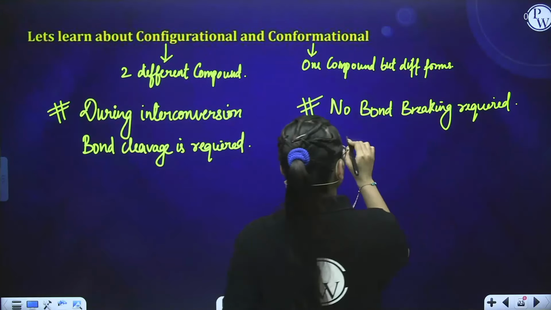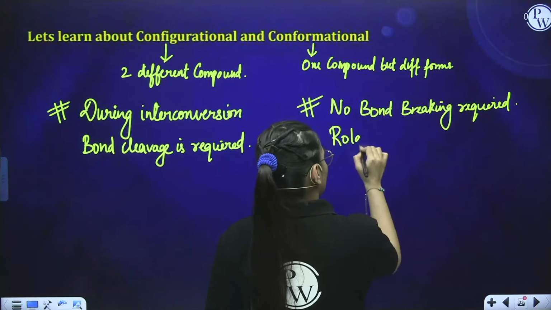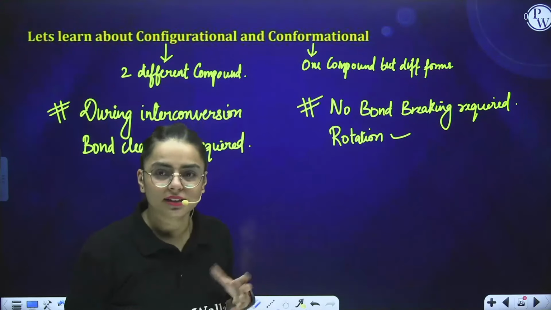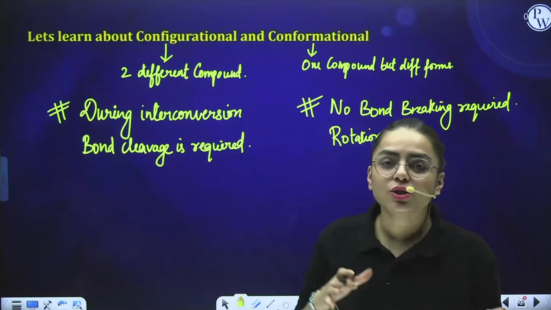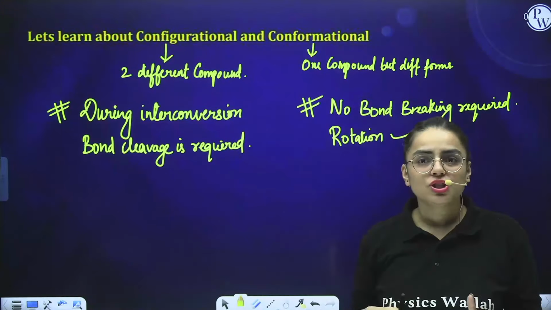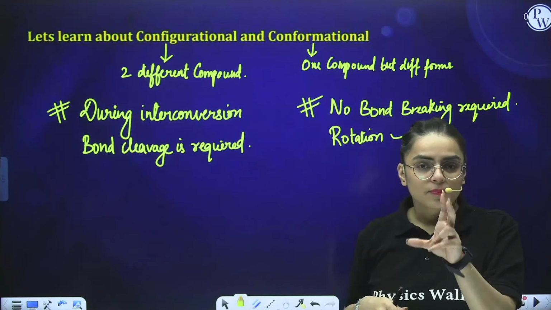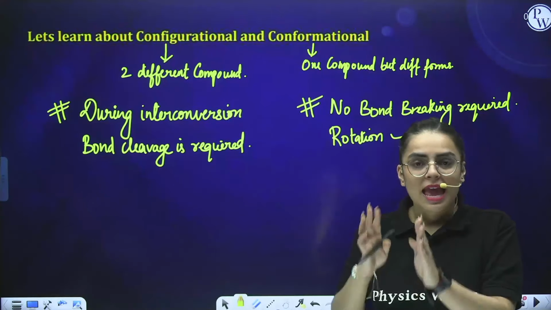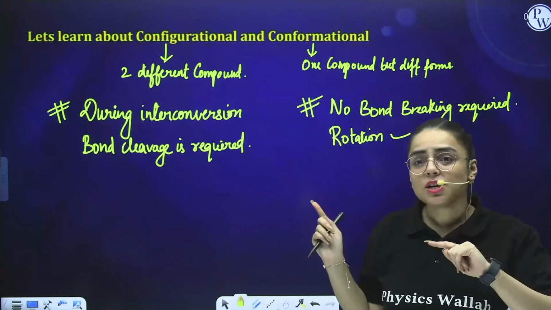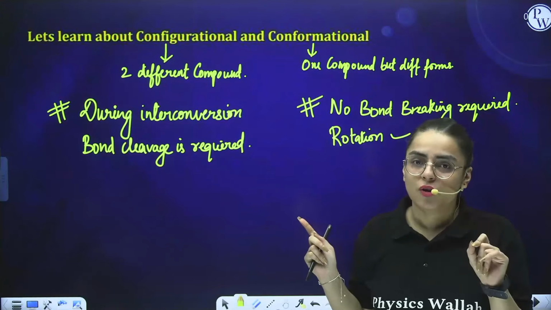With the help of rotation, you can do the interconversion. Now, a trick to identify both of these: if I talk about configuration, I would say two bonds are fixed and the rest are to be broken. But if I talk about conformational, one bond is always fixed.